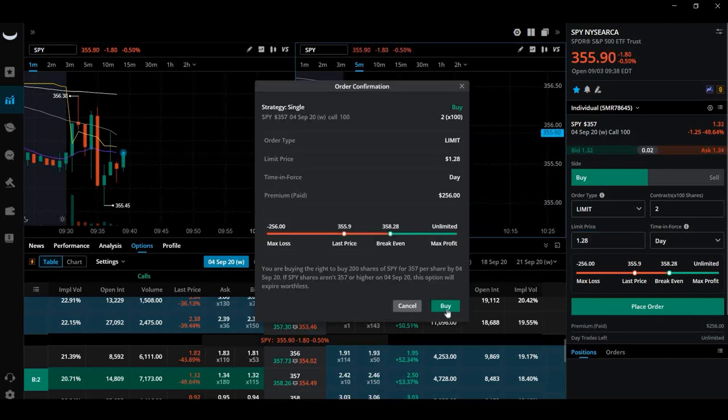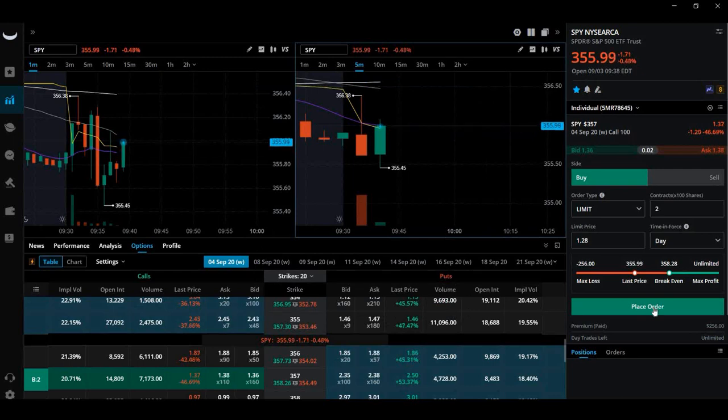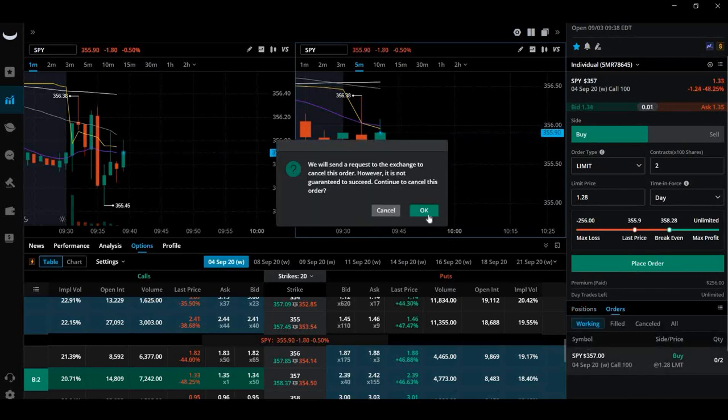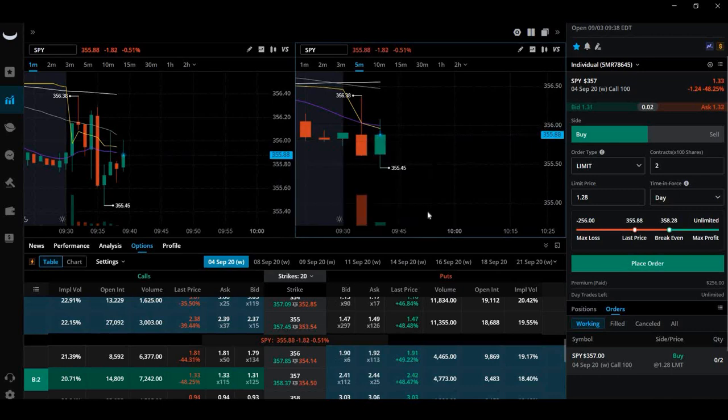So right here I do try getting in for this push up, and I didn't even get close to getting filled. I had a limit price at $1.28. By the time I hit the place order, this thing was already at $1.38 on the ask. And I'm actually glad that I canceled that.